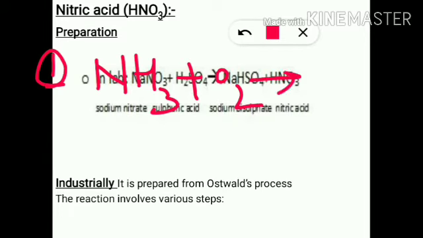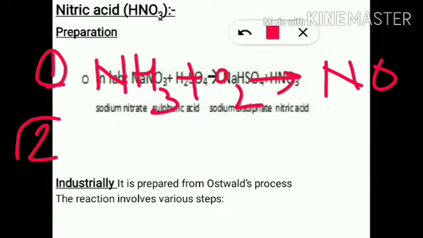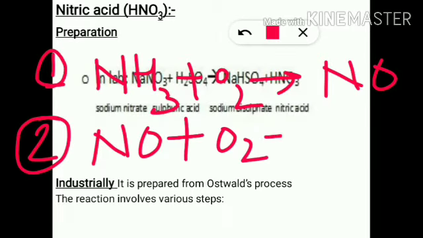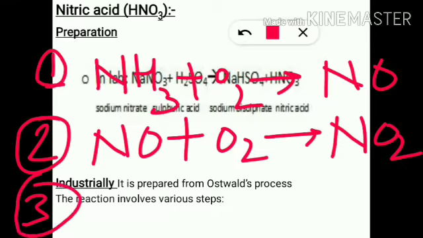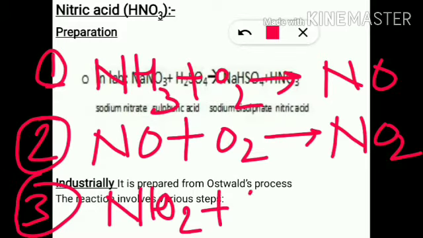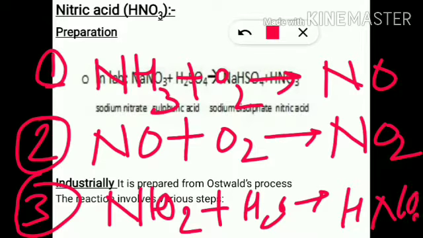First step is oxidation of ammonia. It gives nitric oxide. Then step number 2, oxidation of nitric oxide, it gives nitrogen dioxide. Then third step is hydrolysis. Hydrolysis means reaction with water. Hydrolysis of nitrogen dioxide gives HNO3, nitric acid. That is called the Haber process. Sorry, that is called the Ostwald process. By the Ostwald process, you can form nitric acid.